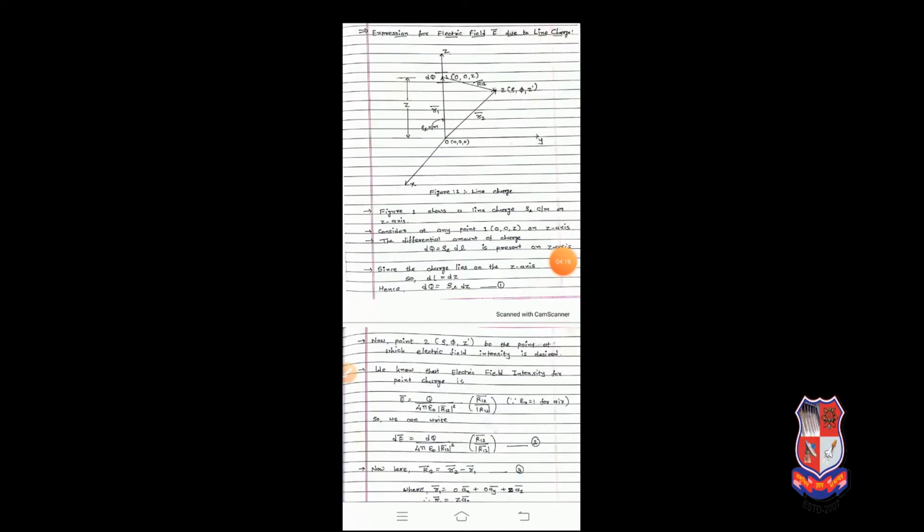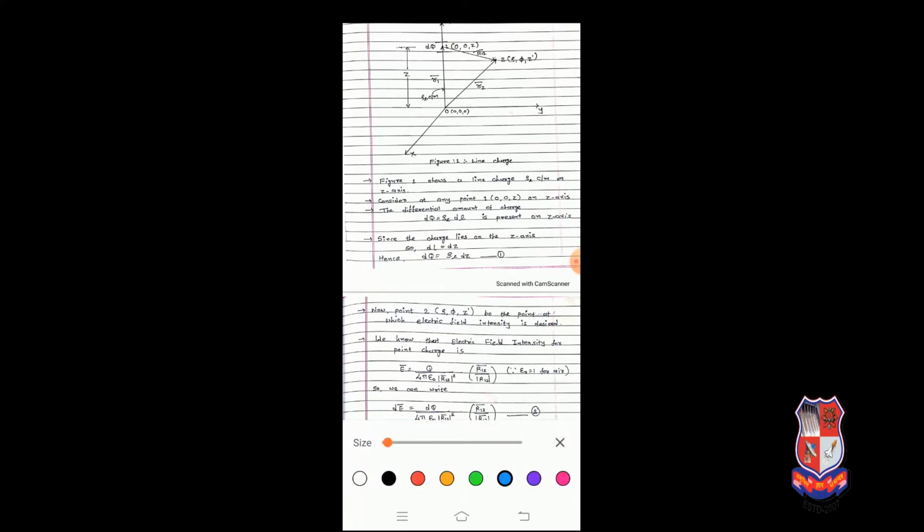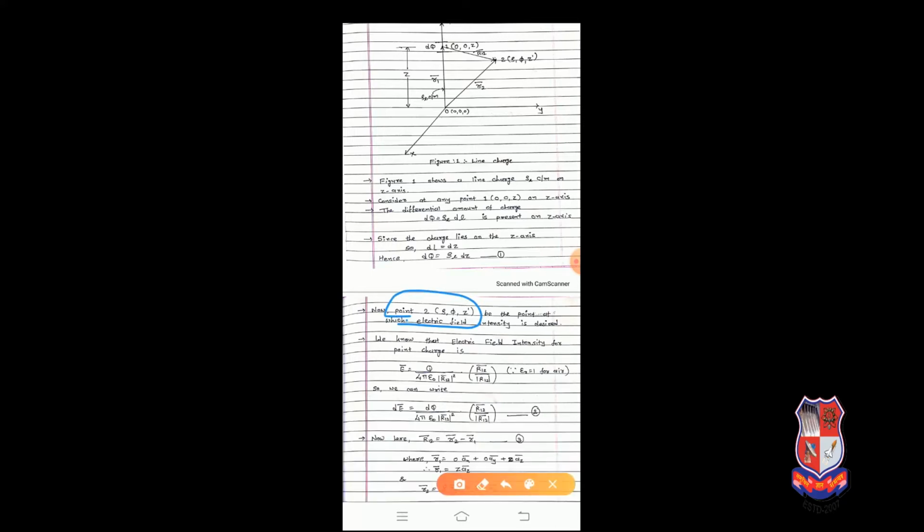Now point 2 is suppose in the cylindrical coordinate, and its coordinate is rho phi z dash. Now we know that the electric field intensity for the point charge is vector E is equal to Q divided by 4 pi epsilon 0 into magnitude of vector R12 whole square into vector R12 divided by magnitude of vector R12.